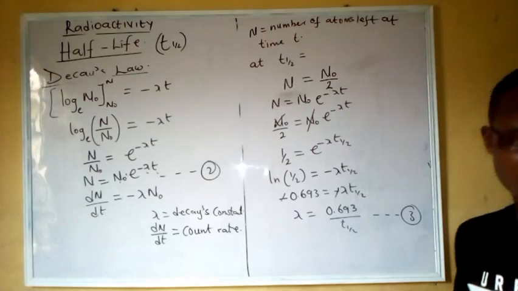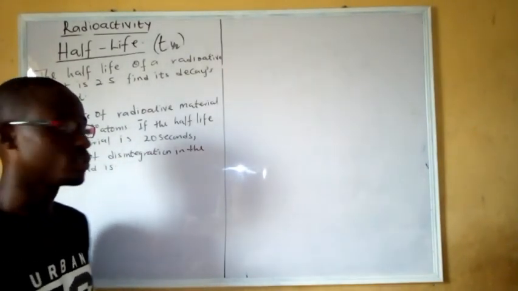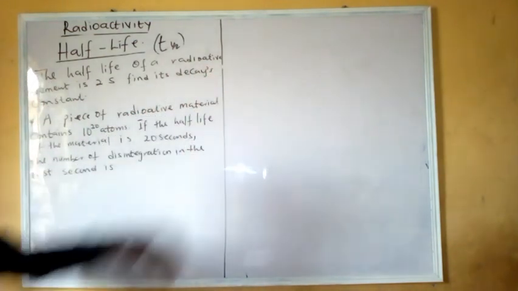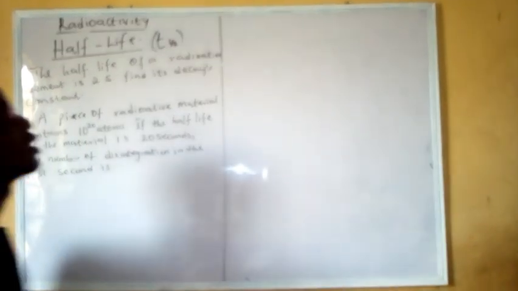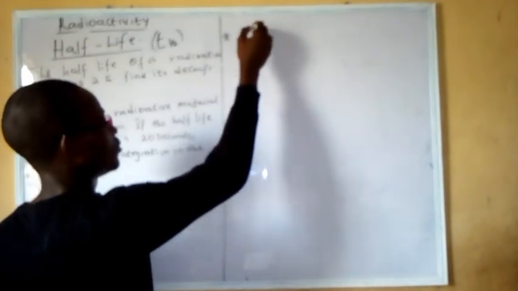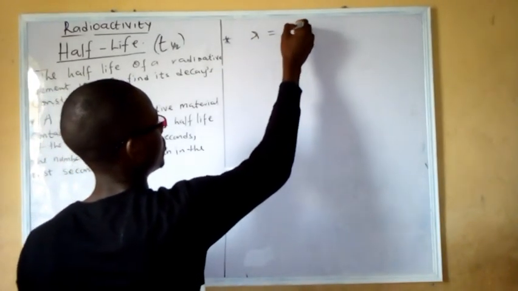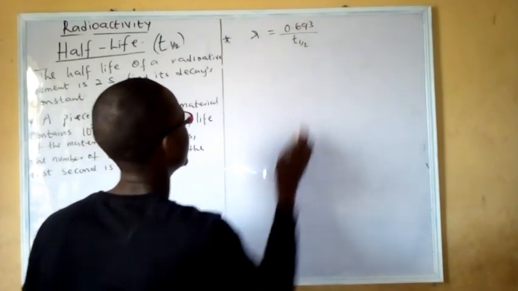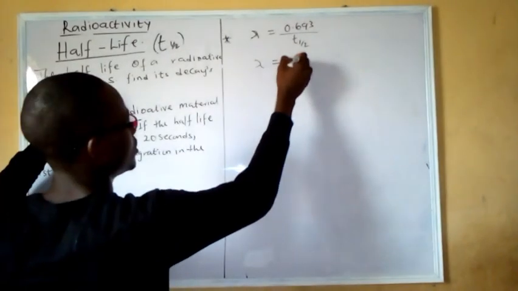So let's look at questions based on what we have just explained on half-life and decay constant. The first question says the half-life of a radioactive element is 2 seconds. Find its decay constant. Very easy question. All we need to do is to make use of our formula that says the decay constant is equal to 0.693 over the half-life. The half-life is 2.